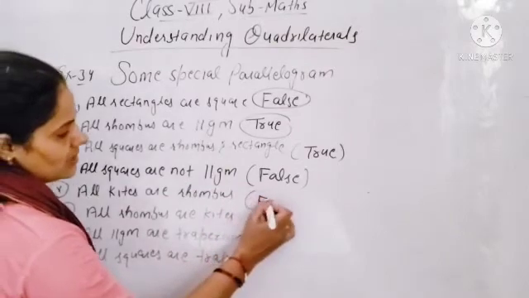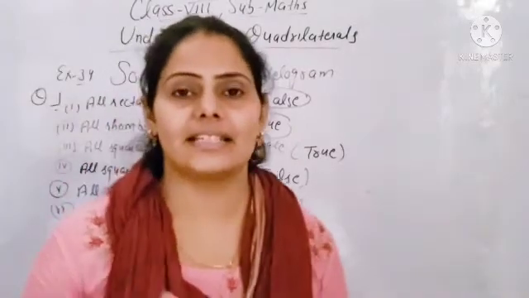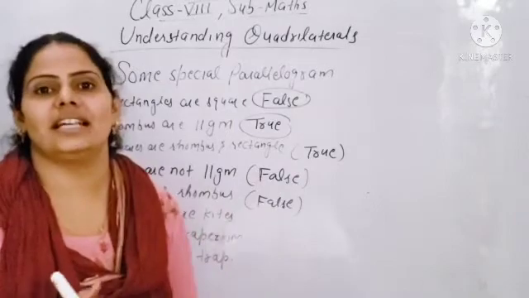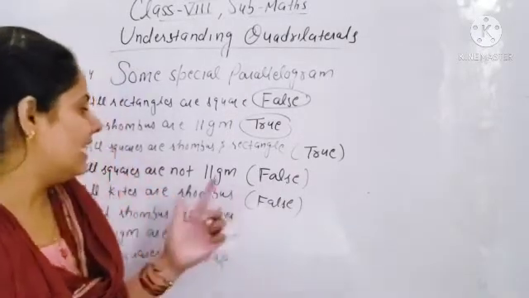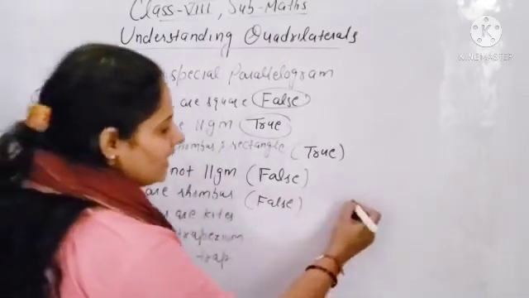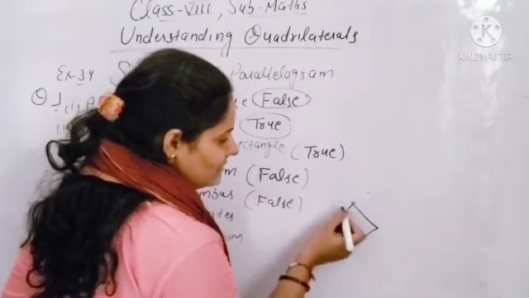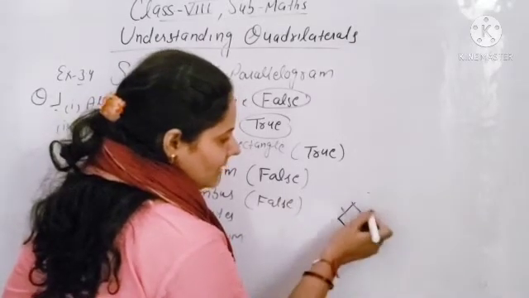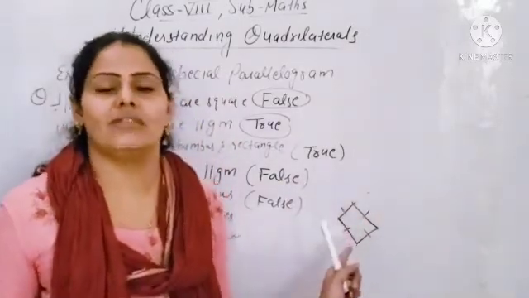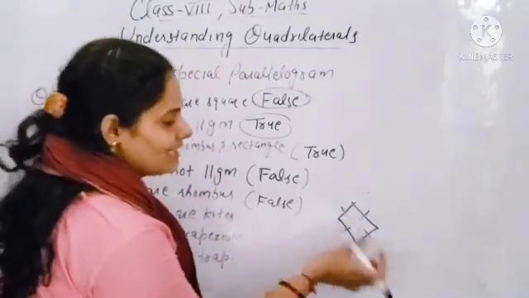So this is a false statement, because according to the definition of a kite, adjacent sides are equal in length, but in the rhombus opposite sides are equal in length. So all the kites are not rhombus, but all the rhombus can be kites. For example, in a rhombus opposite sides are equal, and it can be a square also, because all the sides are equal in length. So a rhombus can be a kite.